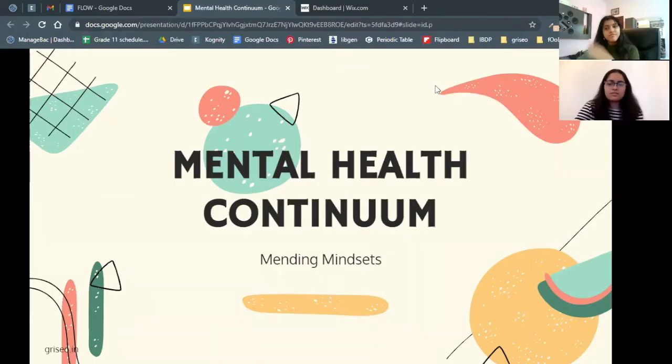So we're going to be giving an overview of the mental health continuum. The mental health continuum is essentially a visual representation or a model of the range of mental health. It shows the range from being healthy to being mentally ill and the kind of care and treatment needed for each stage in the range.